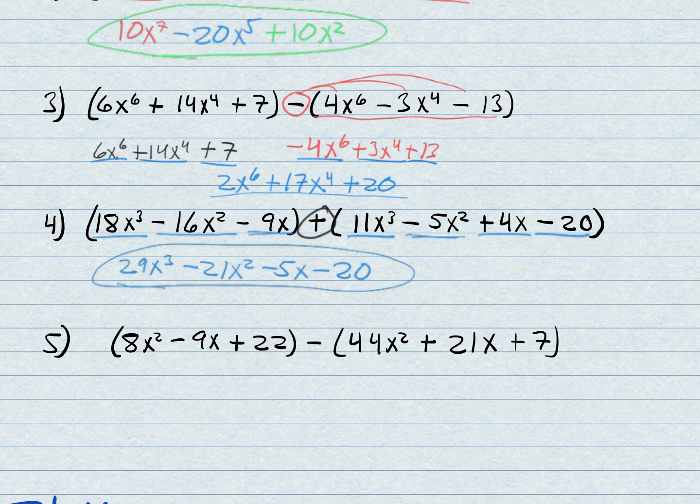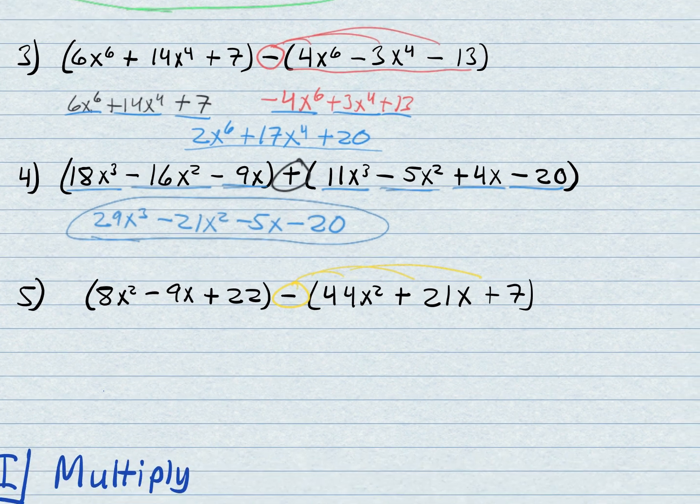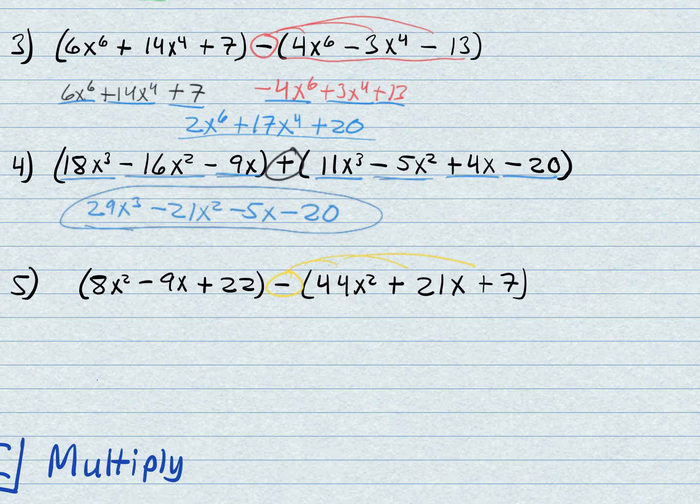All right, good. And then one more, subtracting. As always, we're going to take this negative, change the sign of everything. This minus is going to change the sign of everything. So then our second set of parentheses, this second polynomial, every sign is going to change. We're going to have a minus 44x squared plus 21, or no, look at that. See, already making a mistake. All right, minus 21x and minus 7.